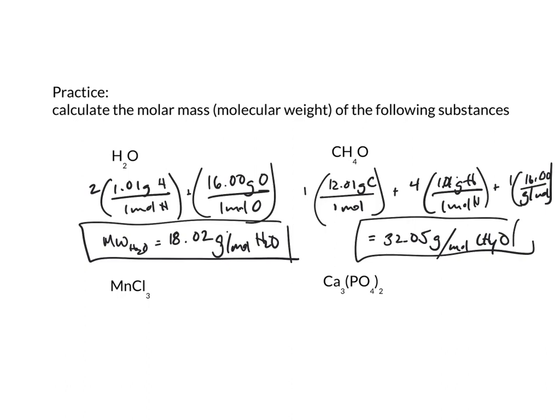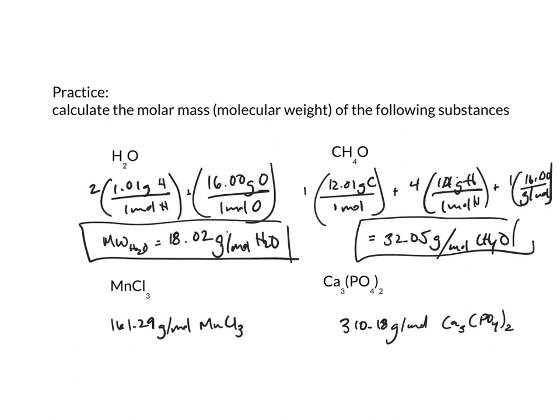We can do the same exercise, and when you do, you'll get that the molecular weight of MnCl3, manganese 3 chloride, is 161.29 grams per mole of MnCl3, and calcium phosphate, Ca3(PO4)2, has a molar mass of 310.18 grams per mole.